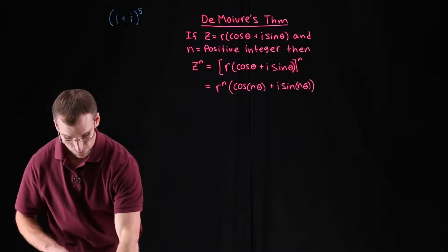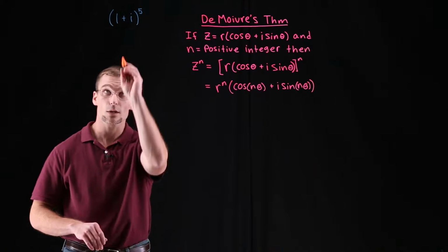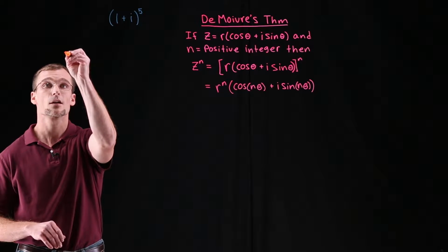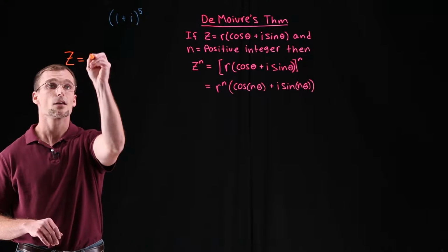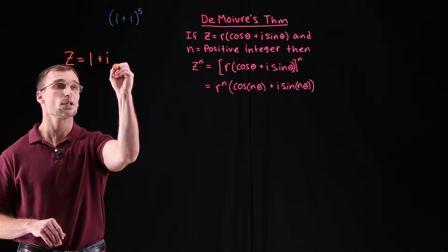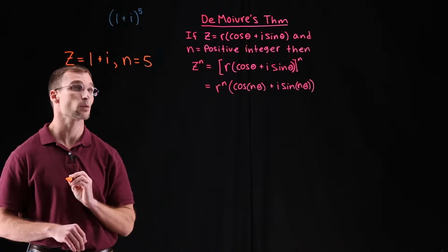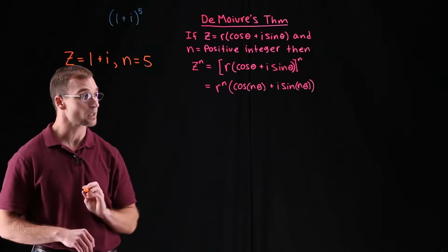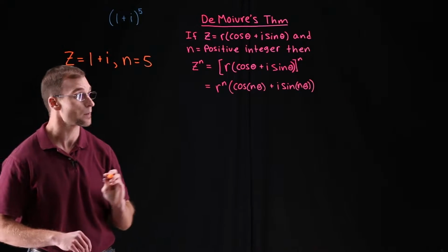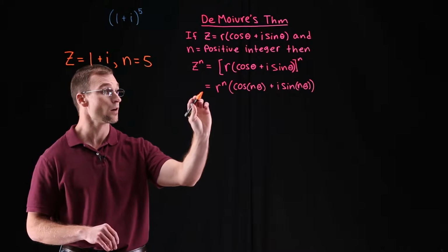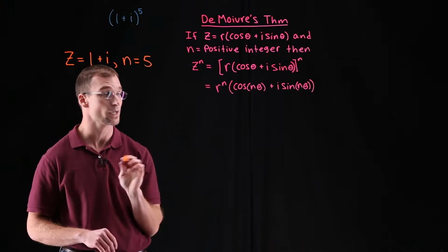To make use of that, we're going to take z as our 1 plus i, and our power n is equal to 5. To make use of our formula, we necessarily need to find the quantities r and theta so we can plug them in over here.